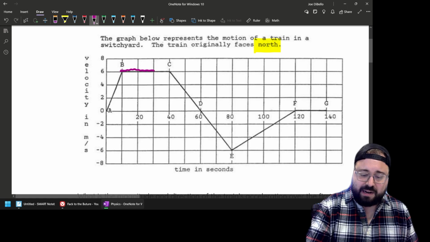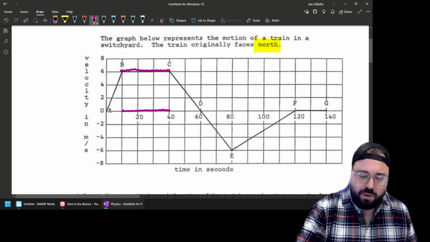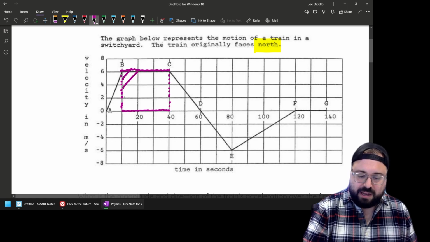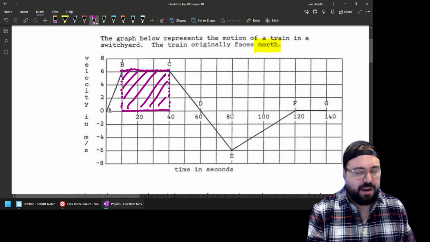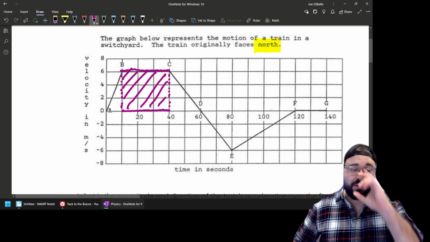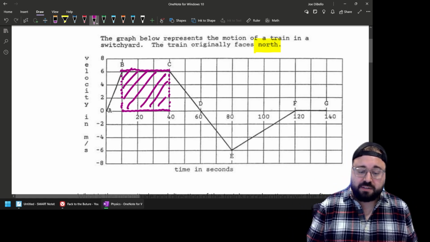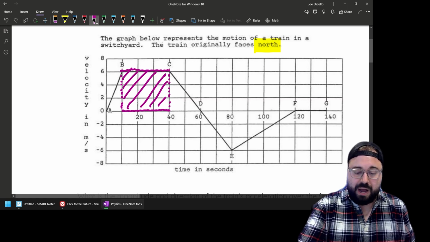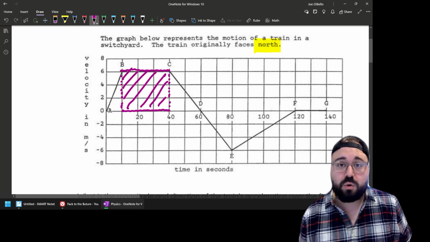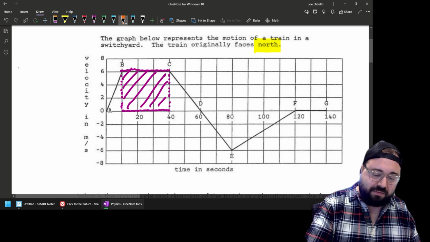So here's my line from B to C, and here's the x-axis from B to C. So what kind of shape gets made in this situation? That's right. It's not a square. Some of you said square, didn't you? You were going to say square, but it's actually not a square. It is a rectangle. And it's a rectangle because of the values on this axis. My y-axis is actually just 0 to 6, and my x-axis is going to be 10 to 40 seconds. So very, very different. So let's find the area of this thing real quick.